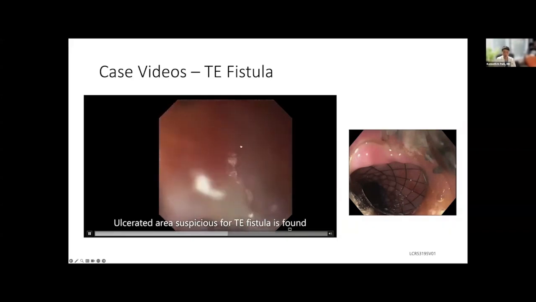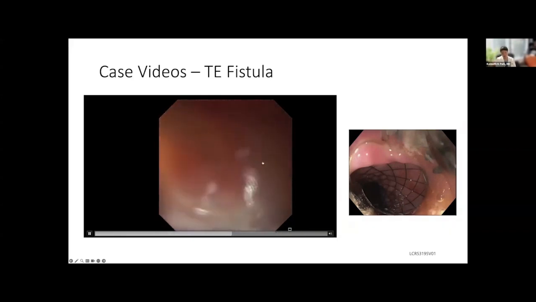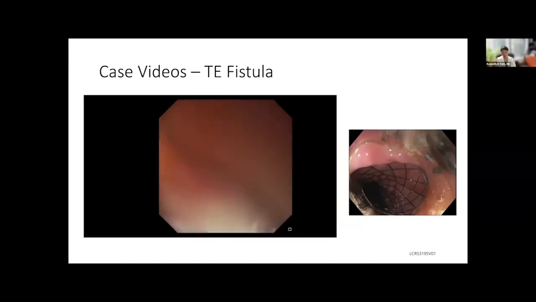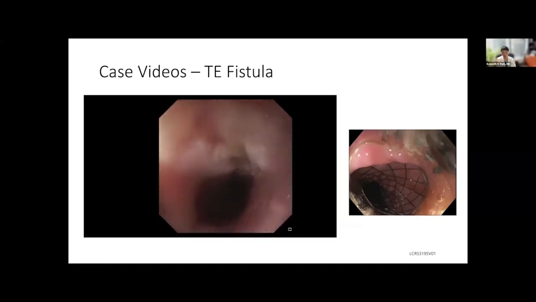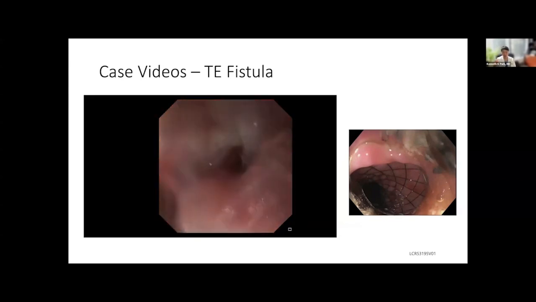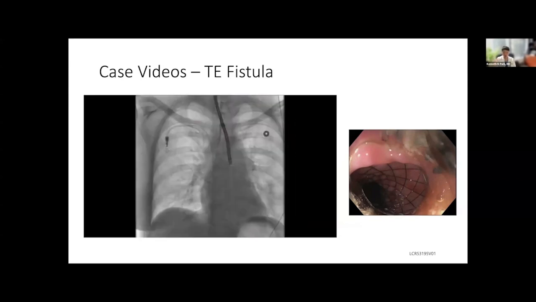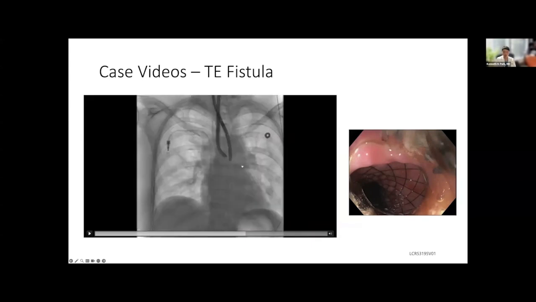And so here we go to the ulcerated area, suspicious, and we turn the fluoro, and the bronchopulmonary team is doing the bronch. There's a fluoroscopy shot because he found an area that looked suspicious, and on fluoroscopy it confirms. So this is my scope, and this is his scope, and we're right in that same area, confirming that that's the area of the fistula.